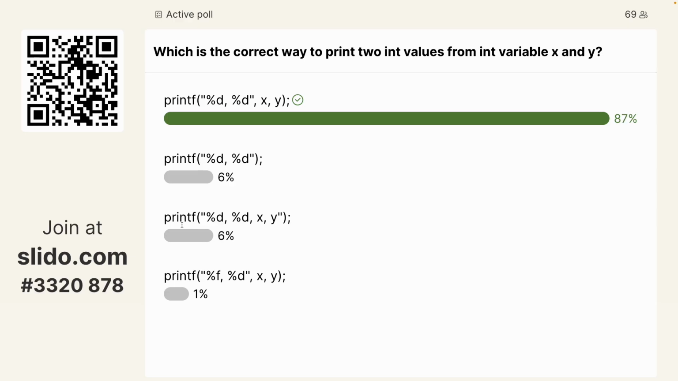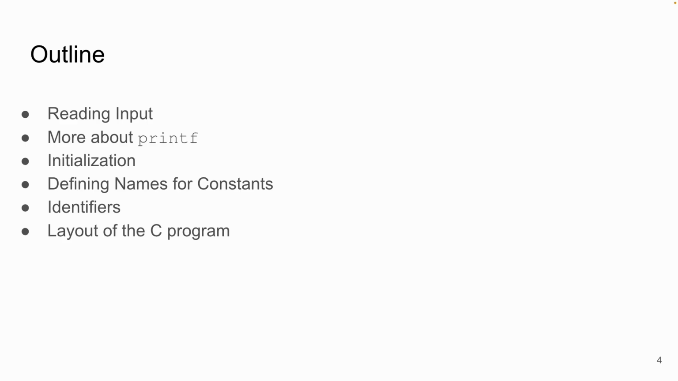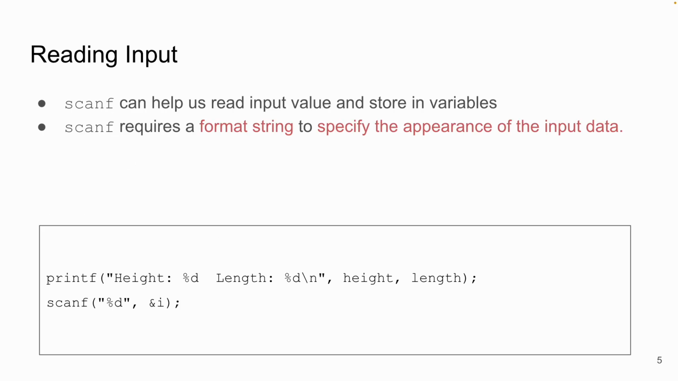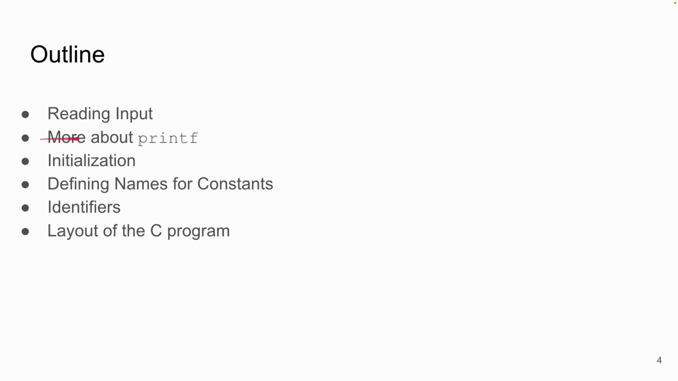Because you can see that in these options, the double quotation mark is in the wrong place. The double quotation mark should be here, because the first part is the string, and the variables we put after the string should not be included in the string, okay? Great. So that means you are ready for more things in the C fundamentals. This is the outline here. The first thing I will introduce is how to read input from users.